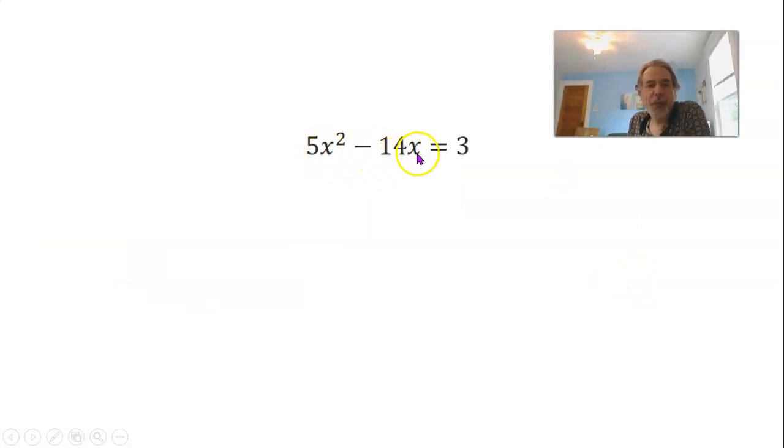5x squared minus 14x equals 3. First thing to do, get a 0 on one side by subtracting 3. So 5x squared minus 14x minus 3 equals 0. Next thing to do, factor the side that isn't 0. Do you see a common factor we can pull out? Well, no.